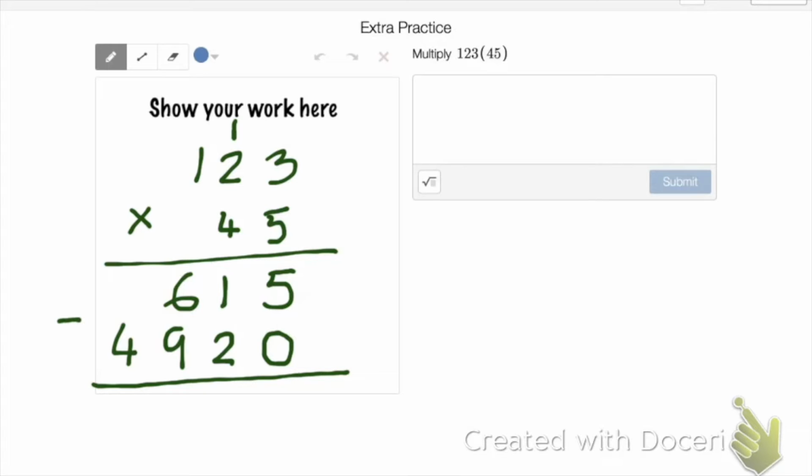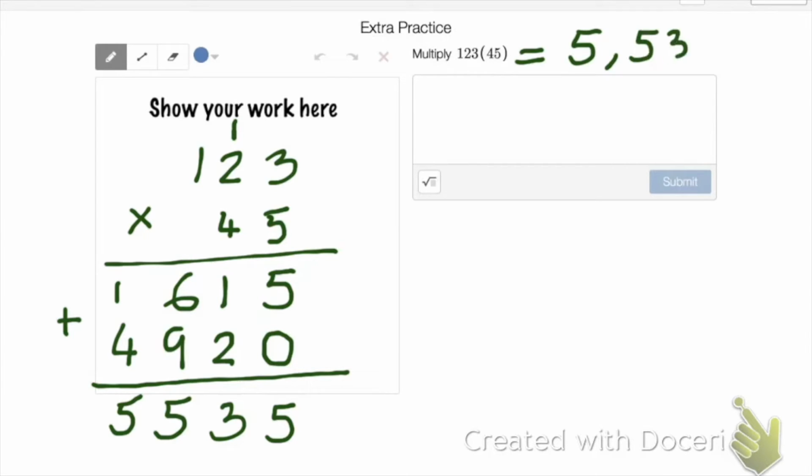So now let's add them together. 5 plus 0 is 5. 1 plus 2 is 3. 6 plus 9 is 15. I write 5. I carry 1 over. And 1 plus 4 is 5. So 123 multiplied by 45 equals 5,535.